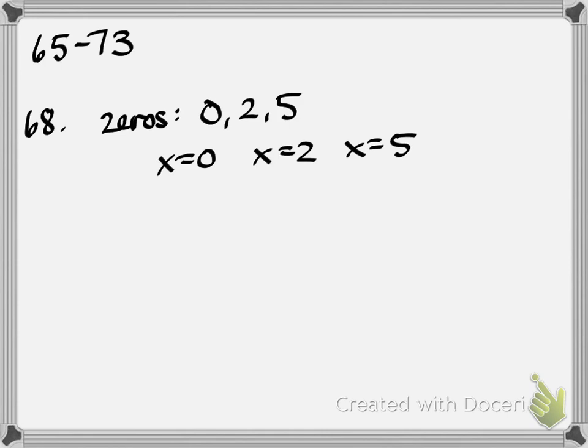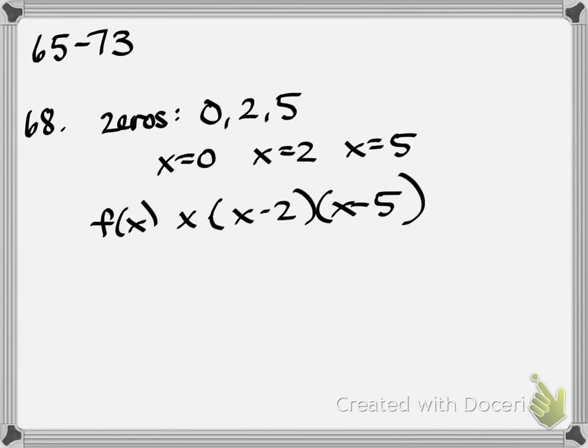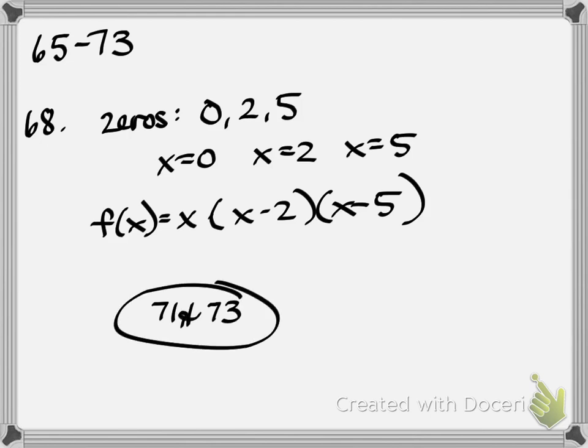So what are the factors that these came from? This is just an x factor. This is x minus 2, and this is x minus 5. Put a little f of x in front and an equal, and that is your polynomial function. You do not have to multiply it out for me. I'll just tell you right now, I'm not going to do problems like 71 and 73. Not on this test. I will hope to cover them on the 2B test, but not on this one.